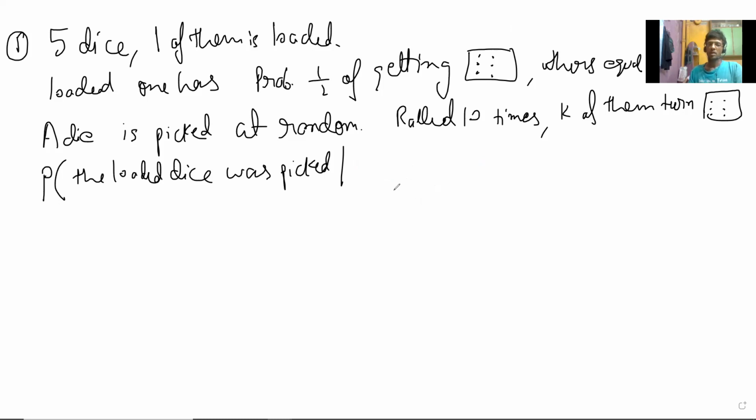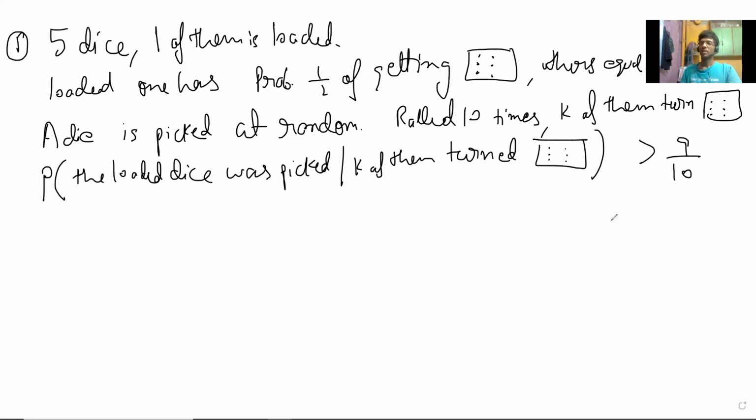Let's just solve this question, okay? The loaded die was picked given that k of them turned 6. Then you want to make this probability more than 9 by 10, and then you calculate the k. That's easy. We have to just calculate this probability.